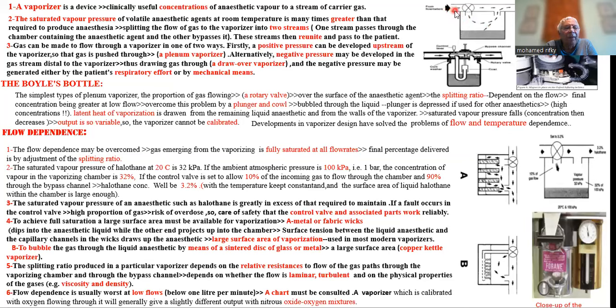Going through, this part is called the upstream, and the part leaving is called downstream. So it's going forcibly under pressure to induce the process of vaporization, whereas blow over depends upon the negative pressure created by the patient, which is drawing air or oxygen or whatever the carrier gas to induce the process of vaporization, whether it's done by the patient or by a vaporizer post the vaporizer.